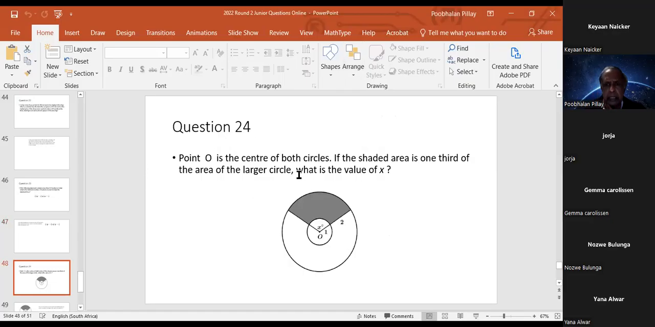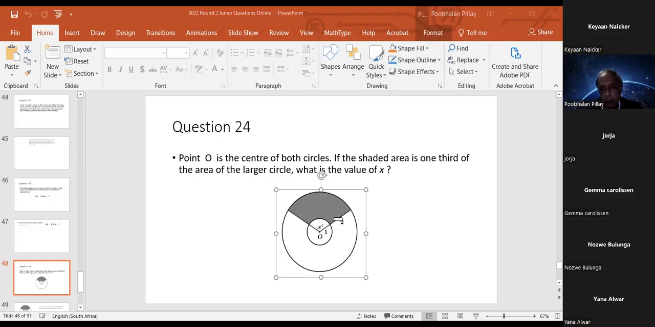Okay, you've got point O at the center of both circles. The shaded area, this part here, is 1/3 the area of the larger circle, or the largest one. There are 2 circles, right? So this is 1/3 the area of the larger circle. And they tell you that the radius of the small circle is 1, you can see it here. And the radius of the large circle is 3, right? Remember, because you've got 2 and 1, so the full radius is 3.